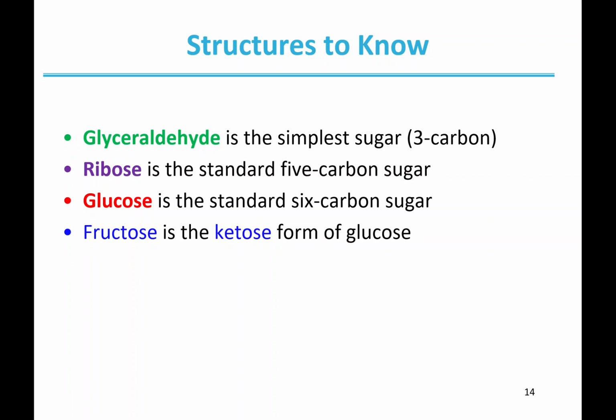That's the simplest sugar. It's 3 carbons long. Ribose is really what I would consider to be the standard 5 carbon sugar. Glucose is the standard 6-carbon sugar, and we've already gone through that structure. And then finally, fructose is very similar to glucose, but it's the ketose form. So glucose is an aldose. Fructose is the ketose form of glucose.